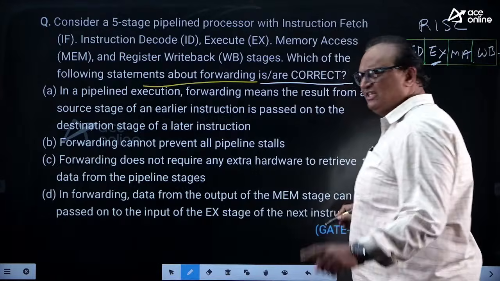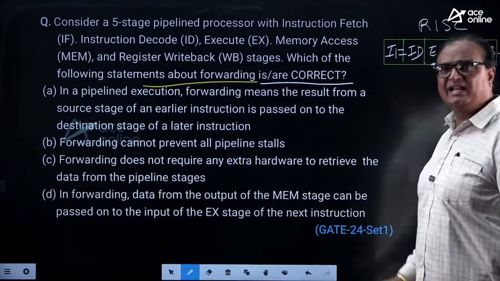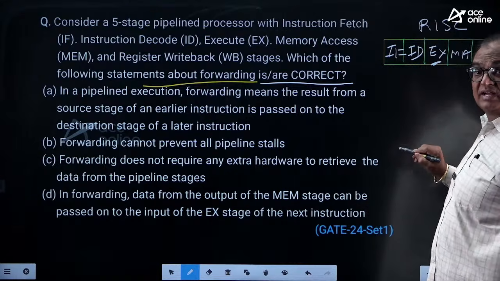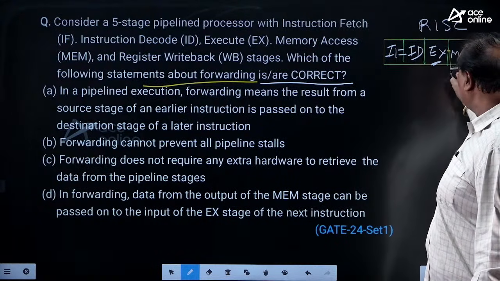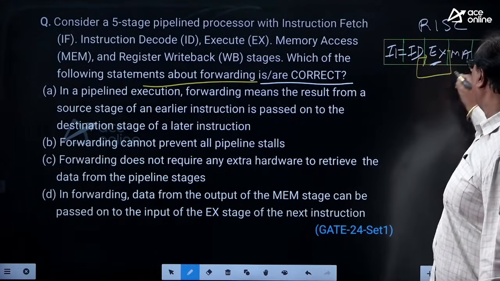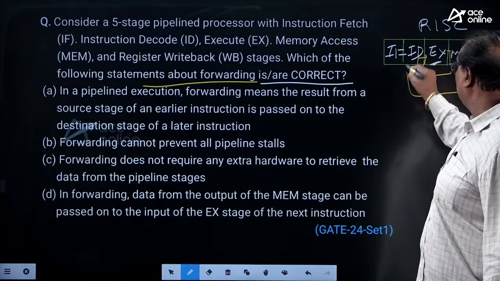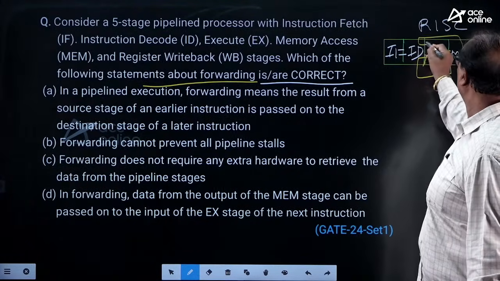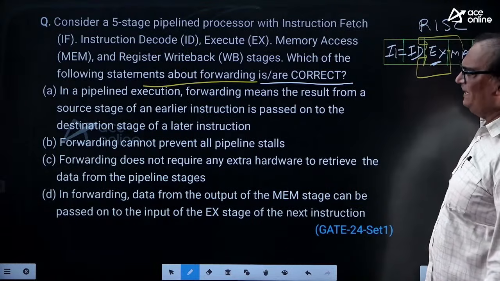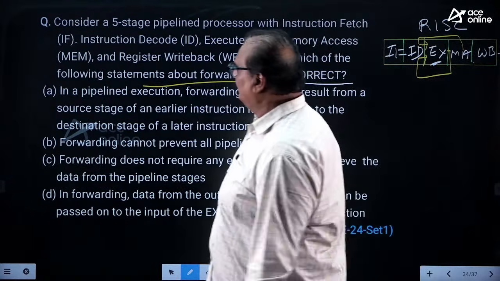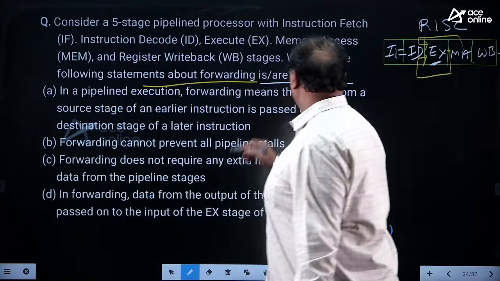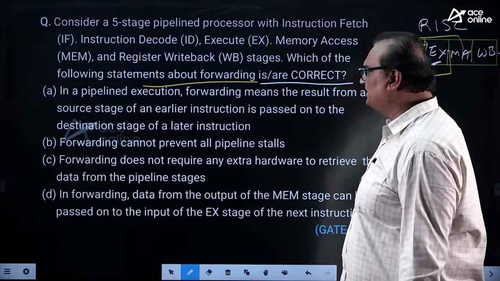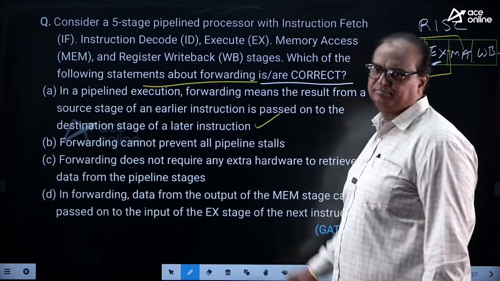What is forwarding? Very simple and very clear. When the target input operand is not available, forwarding is the process of transferring the execute stage output to the input of the same execute stage, or the MA stage output to the input of the same execute stage. Not from WB. In pipeline execution, forwarding means the result from a source stage of an earlier instruction is passed to the destination stage of a later instruction. Yes.